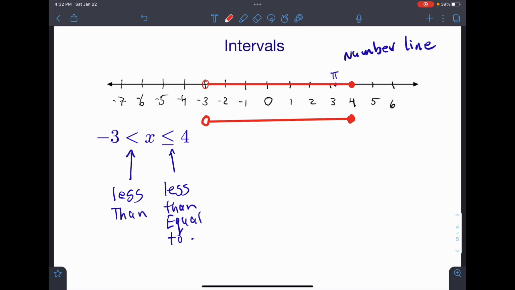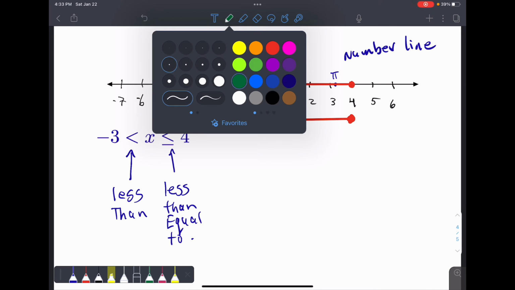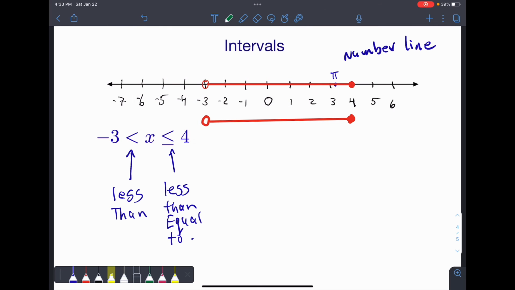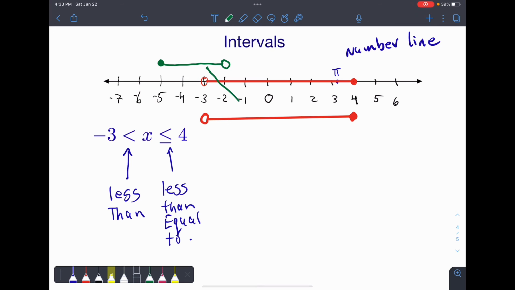Okay? So, what about if I've given you, for instance, let's get another color here. Let's do it in green. Okay, let's make it a little bit bigger. Let's say I've chosen an interval that starts at -5 and will include -5 and goes until -2. Can we translate that to our interval notation like this?